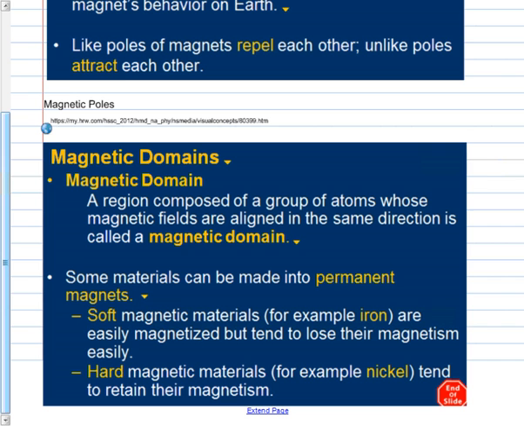I would need to put them in a magnetic field that's strong enough, going in the right direction, and then I could remagnetize it in the direction it should be.